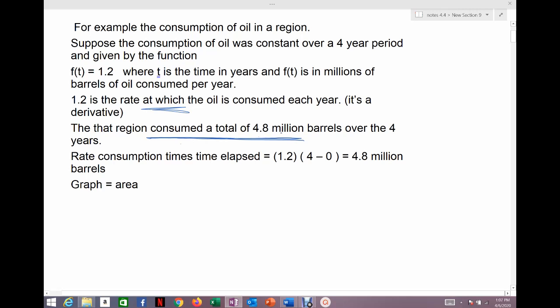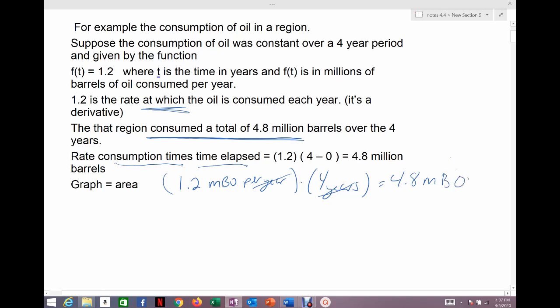And the way we find that is we take the rate of consumption times the time elapsed. And the units kind of tell us that's what's happening, right? 1.2 is the million barrels of oil, so I'm going to do MBO for my million barrels of oil per year consumed, times the 4 years, where they're consuming that at that given rate. And so my year units cancel out, leaving me 4 times my 1.2, which leaves me with 4.8 million barrels of oil. Again, that would be the million barrels of oil.